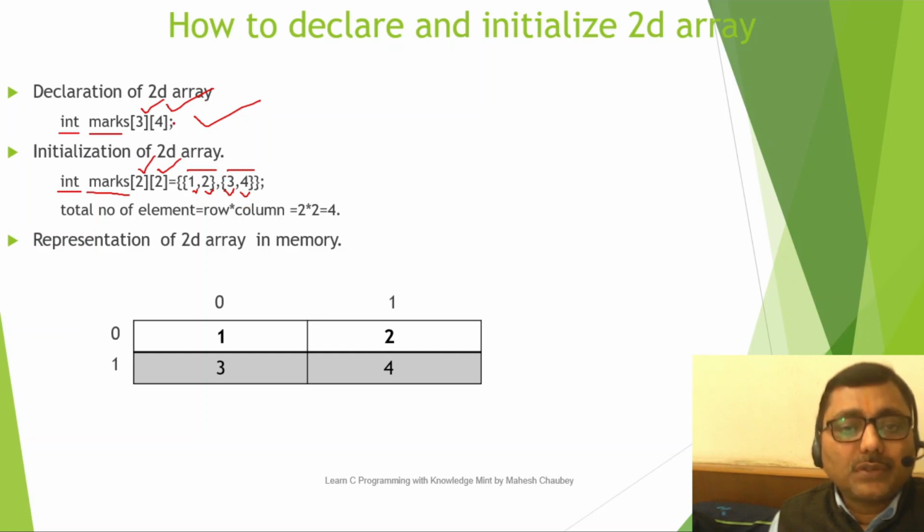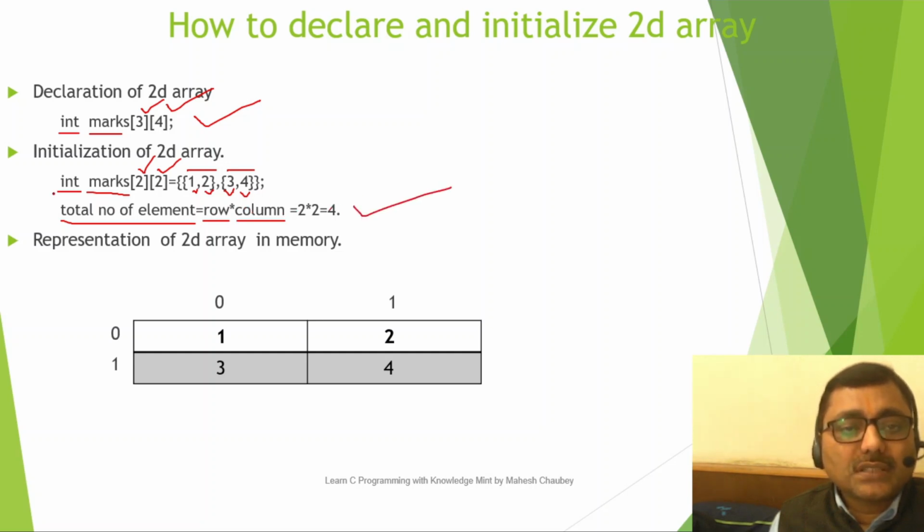That's how you will be able to find how many numbers we can store in a 2D array. The total number of elements in a 2D array will be equal to rows multiplied by columns. Number of rows 2, number of columns 2, 2 into 2 is 4.